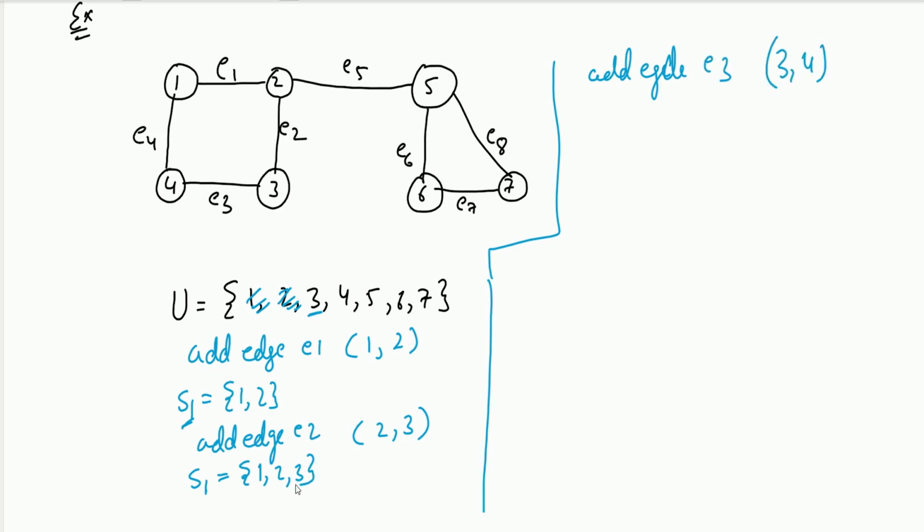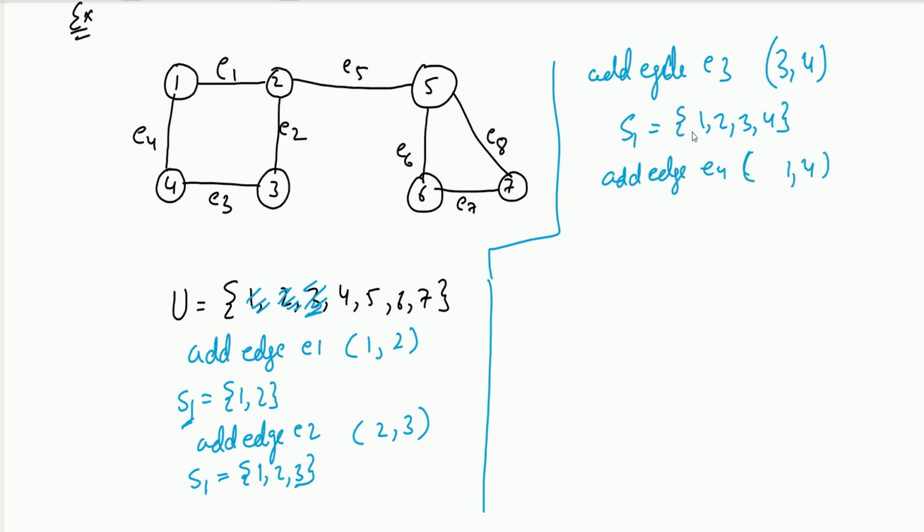Now 3 belongs to S1, and 4 belongs to universal. Still we can union them and we will get 1, 2, 3 and 4. Now when we try to add edge E4, E4 is 1 to 4.